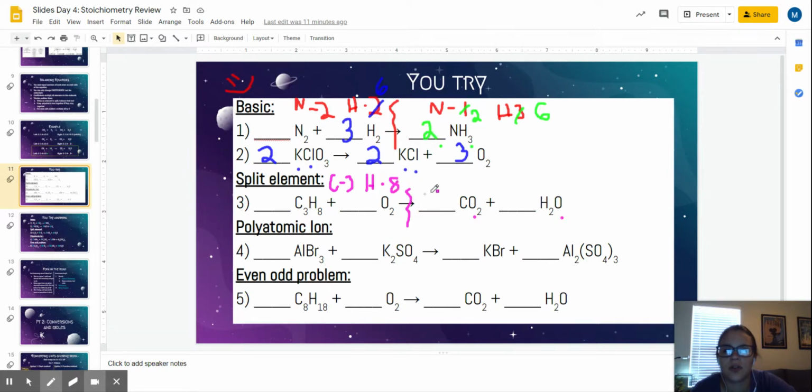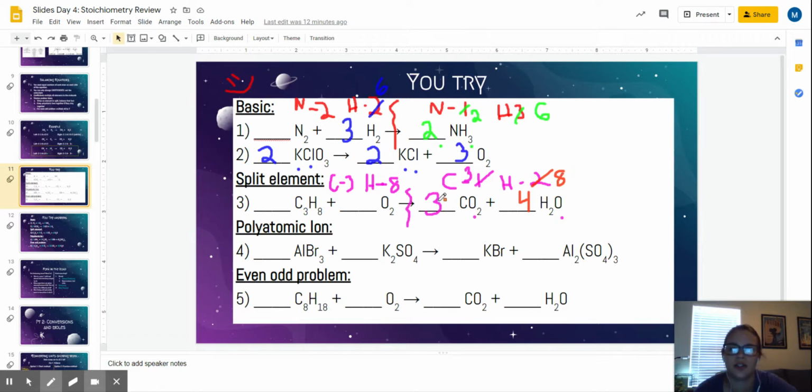And I have 2 O's. We're going to do O's last. So let's start with C's and H's. On this side, I have 1 C and 2 H's. So let's do C's first. I'm going to put a 3 here because I have 3 C's on the other side. Okay, so now I have 3 C's. And now hydrogens, there are 8 and 2. So I'm going to put a 4 here, because 4 times 2 is going to make 8. So now our carbons and hydrogens are good.